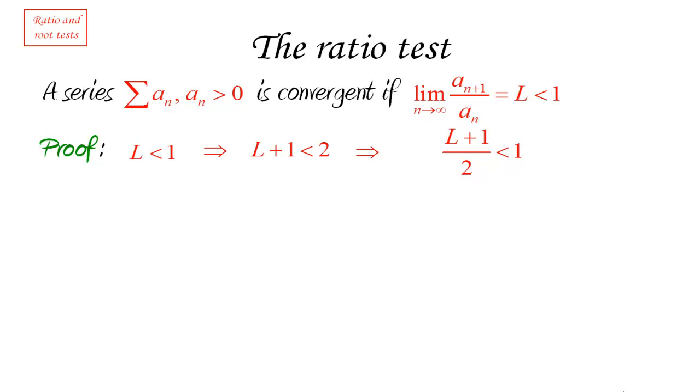Now, why am I doing all this? Because we're going to need that number, (L plus 1) over 2. So we're going to give it a name. We're going to call it R. Does the notation suggest where we're going? If not, just hang on.